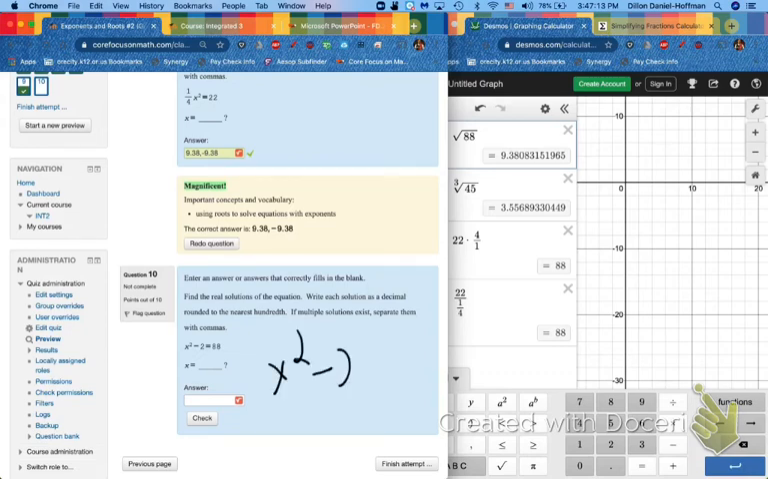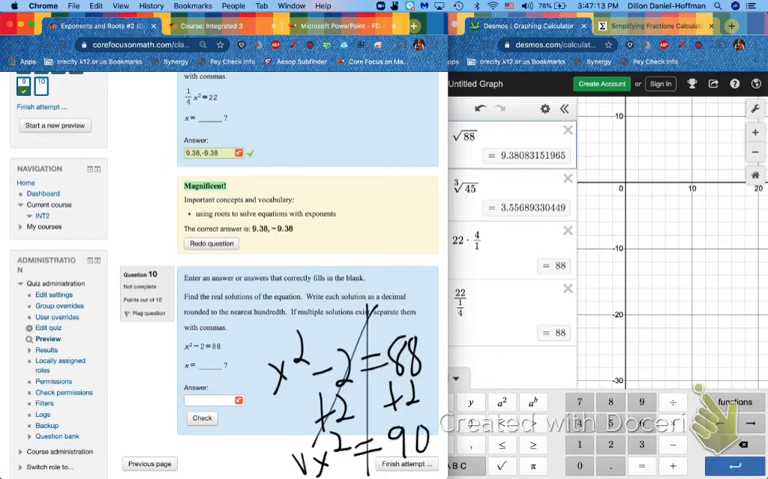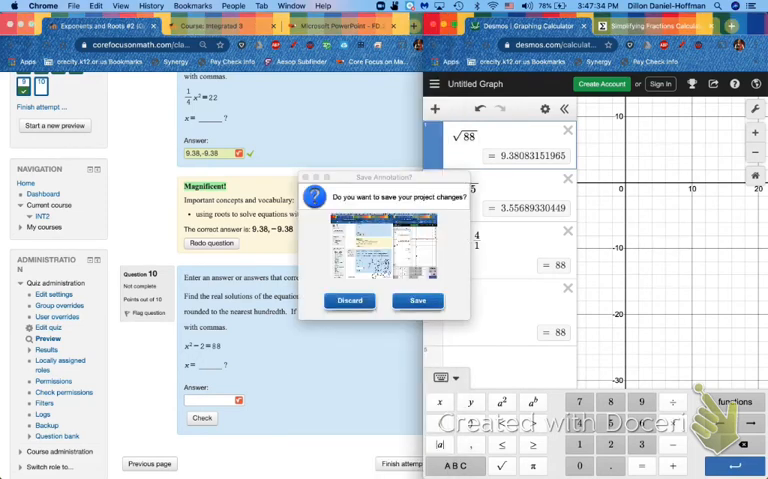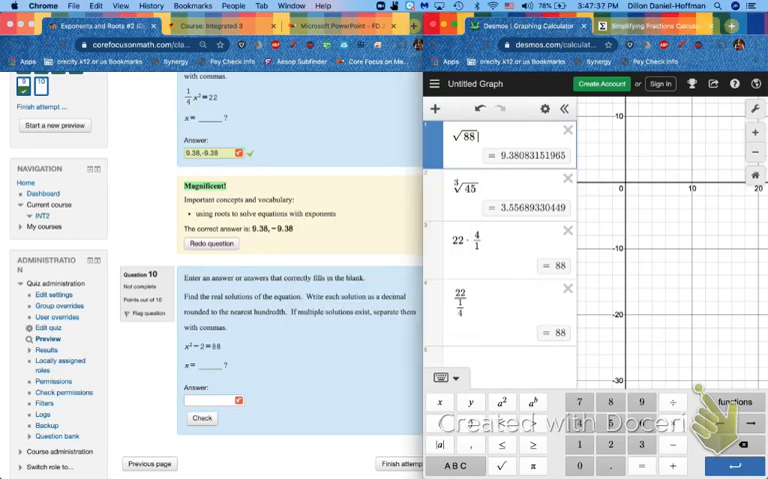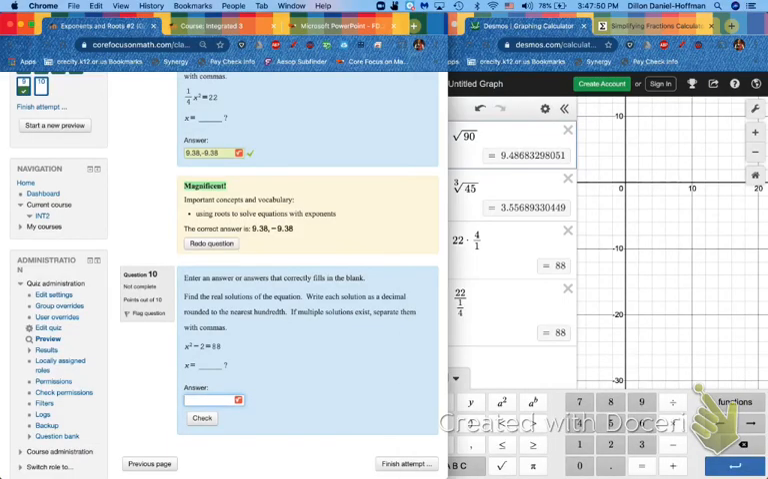X squared minus 2 is 88. I'm going to add 2 to both sides. No confusing fraction on this one. 90, square root of 90. Oh, that's going to be 9 point something. Let's see. It's going to be a little greater than this 88. It's going to be like 9.4, 9.5. Is it 9.48 or 9.49? 6 is 5 or above, we give it a shove. 9.49, comma, negative 9.49.